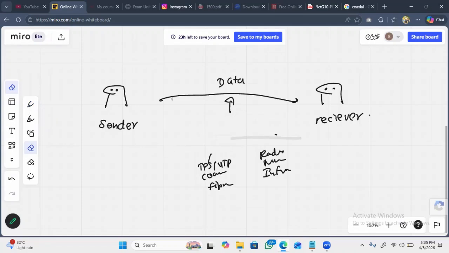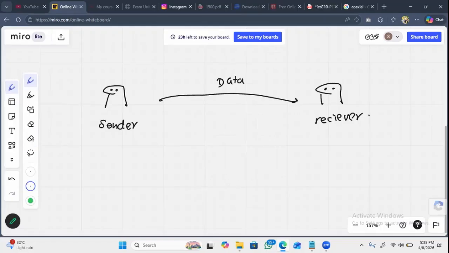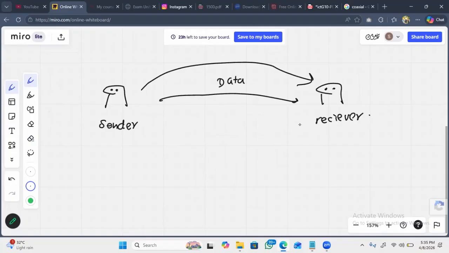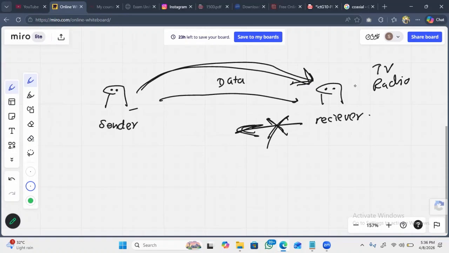Mode means the way. Wait. I'll tell you. If a sender can only send data to the receiver and the receiver cannot reply back, what is this? Sender can send the data to the receiver. Receiver cannot reply back. මෙයාට එවන්න පුළුවන් data, receiver can't reply. Example, TV, radio, you cannot reply back. And what is this kind of situation? We are calling it simplex mode. This is called simplex mode.